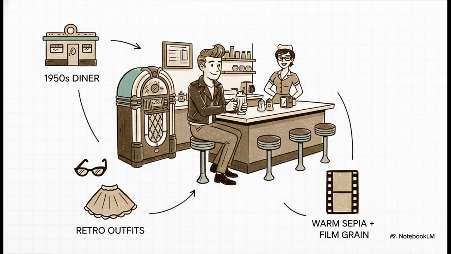And if you want to get that vintage feel, oh, it is all about the details. The setting has to be specific, like a 1950s diner. The subject details, retro outfits, and the artistic style is key. Warm sepia tones, and that classic film grain. You have to give the AI those exact clues to take it back in time.